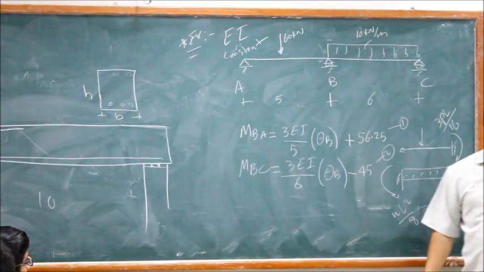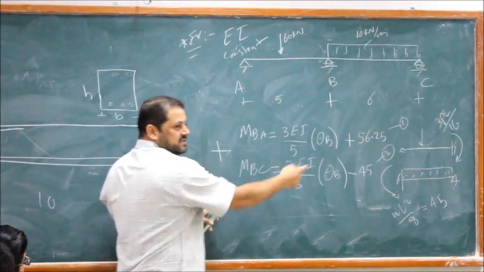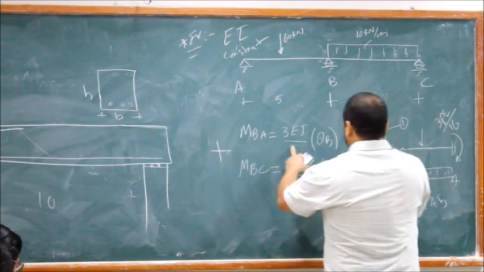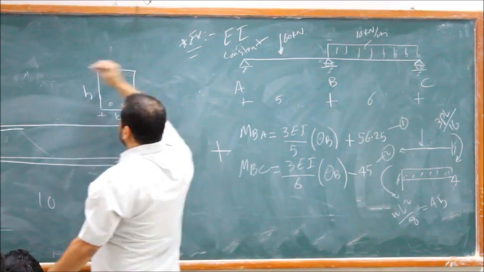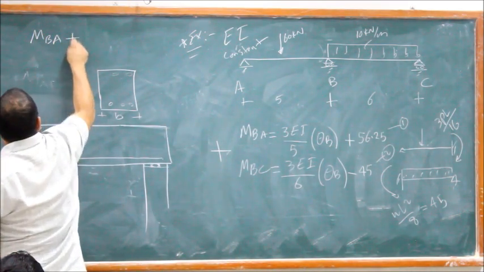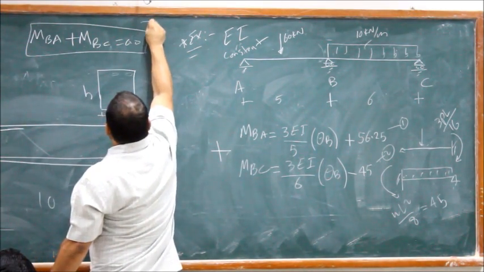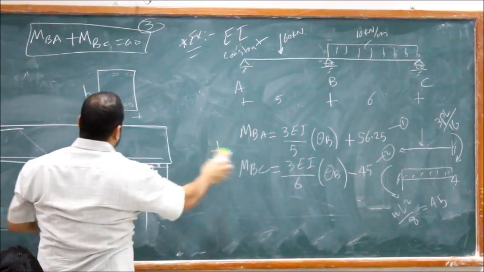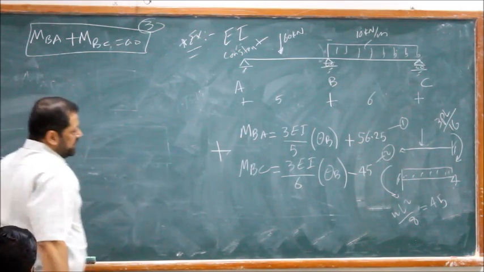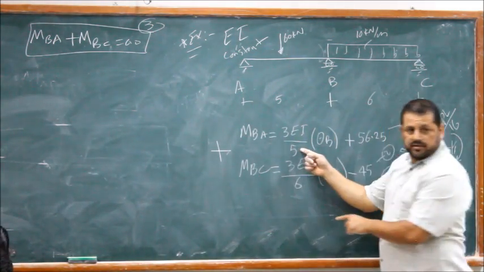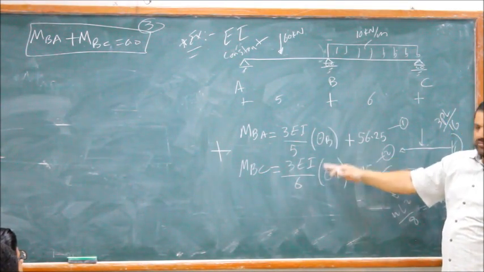This plus this equals 0. M_BA plus M_BC equals 0. It means this plus this equals 0. And the second, the compatibility: M_BA plus M_BC equals 0. That's your third equation. And for this, look, I want to make this factor 30, then subtract. Now we need to add.